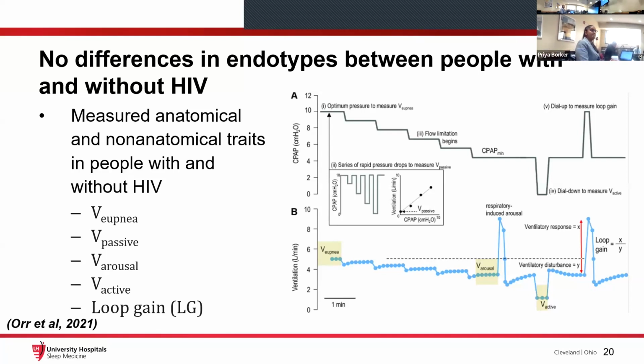So that's almost like your recruitment, and then they relieve it, and they look at the overshoot of ventilation compared to the baseline ventilation at 10 centimeters of water. And then they look at the undershoot afterwards. Then they look at a drop to complete apnea, hold it for a little bit, and then dial up, measure loop gain. But that's how you do it if you were going to do it.